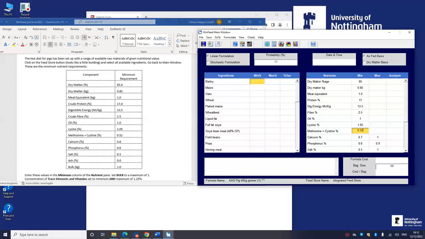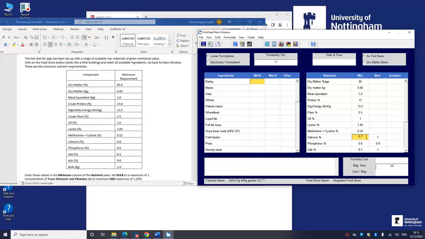Any try? The two of them are sulfur-containing amino acids, and in the body they can interconvert. So if the body has enough methionine, it can use it to generate cysteine. If it has enough cysteine, it can use it to generate methionine. And that's why we usually have their requirement together.